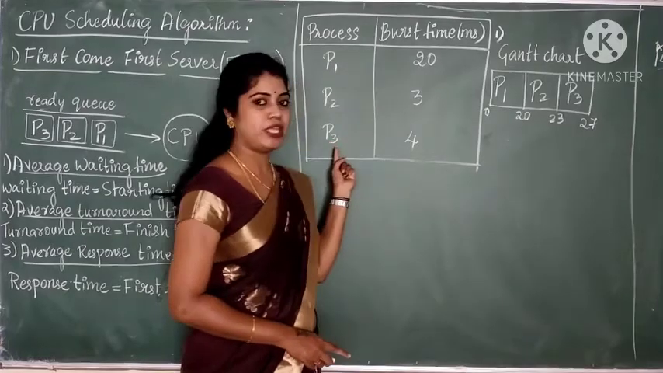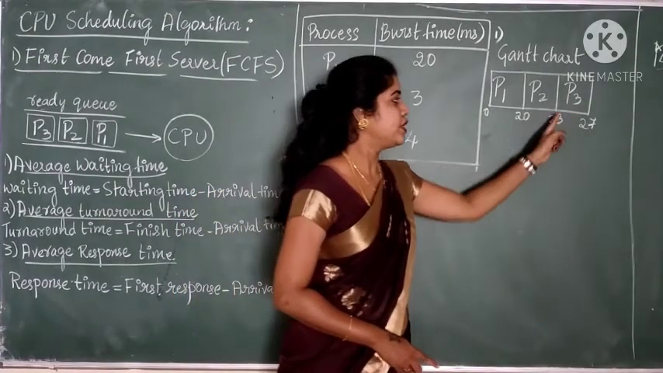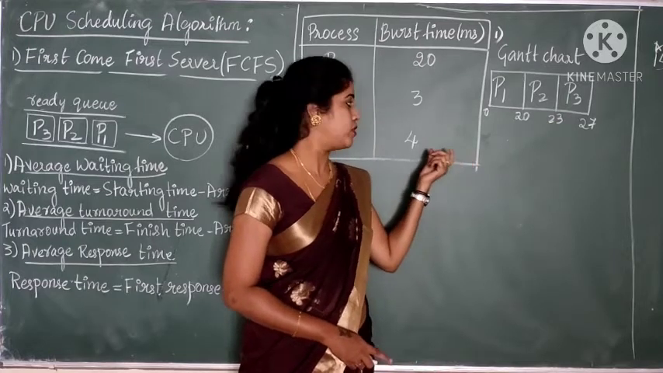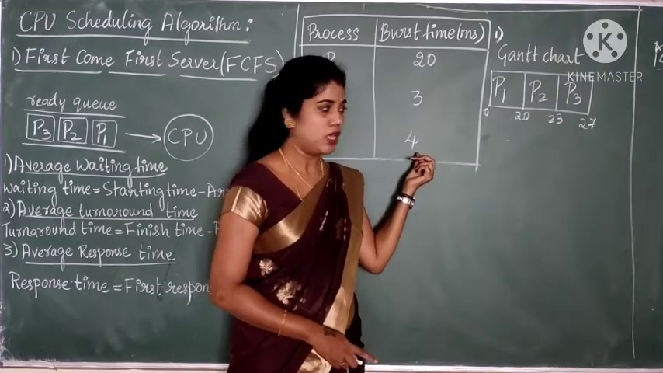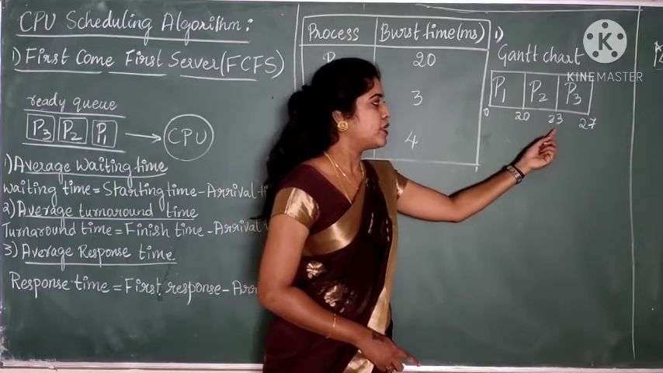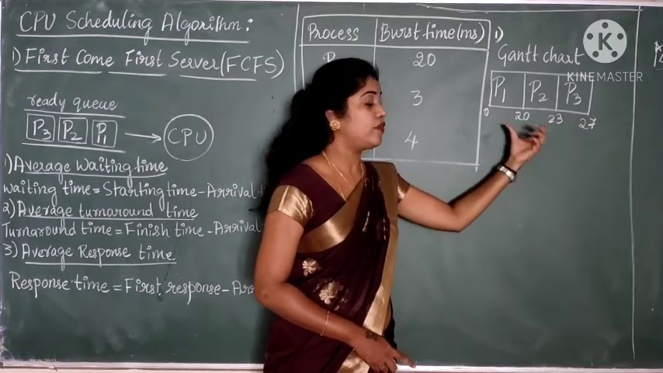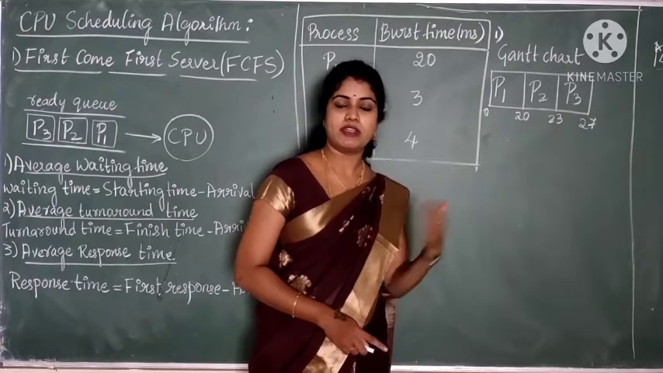And the last one you have is the P3 process. Again P3 starts at 23. And what is the time required? What is the burst time of P3? It is 4 milliseconds. So 23 plus 4, how much? 27. So this is the way you write a Gantt chart, which is very important.